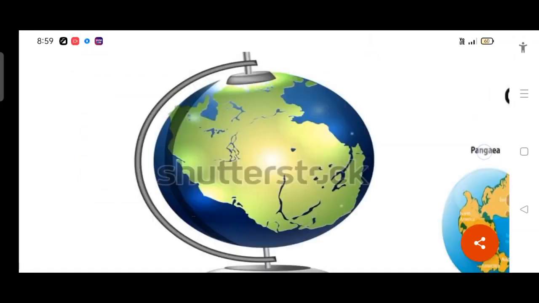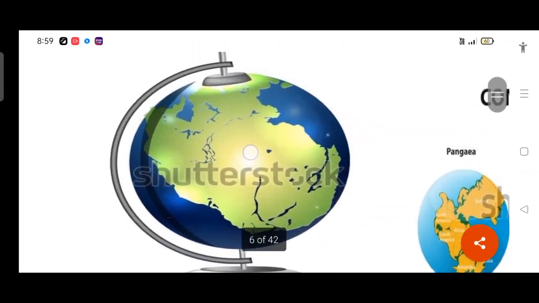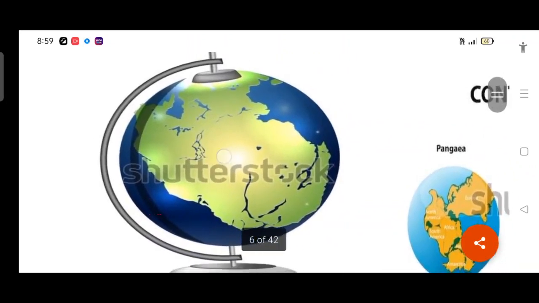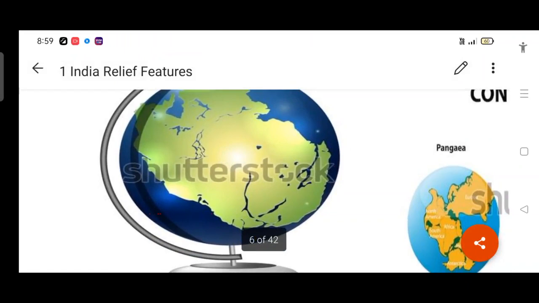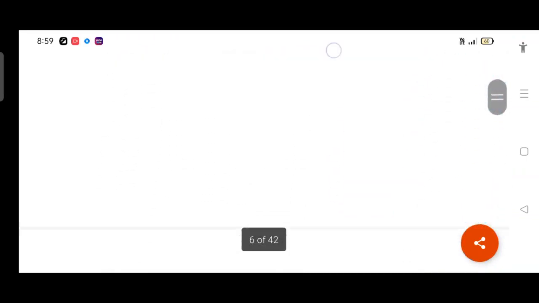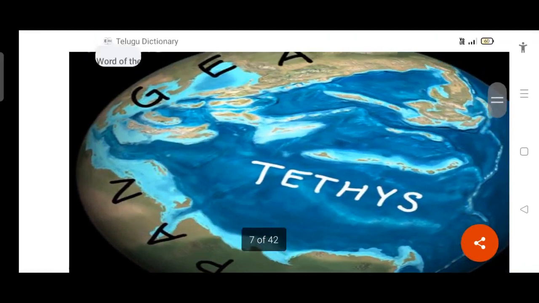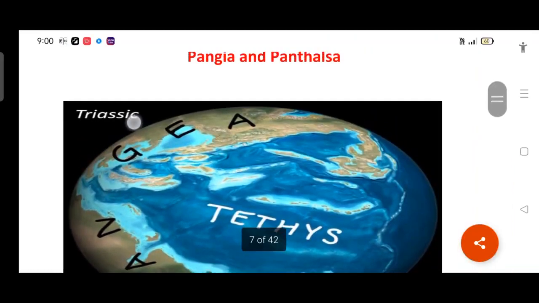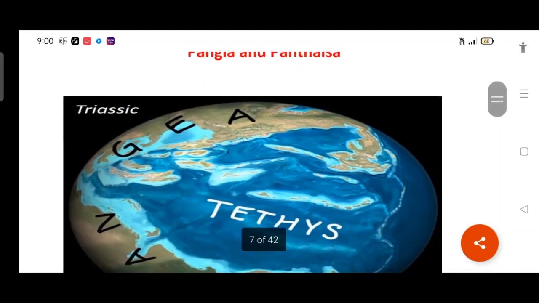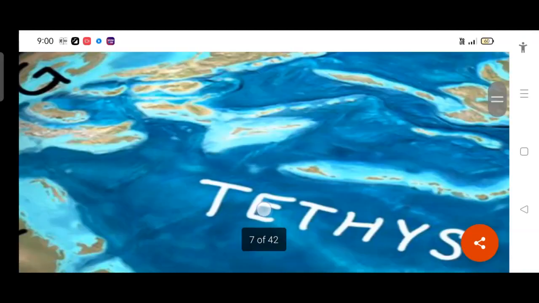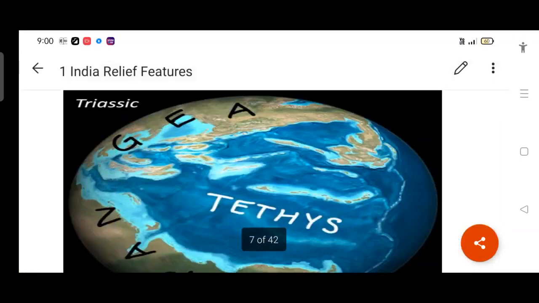Okay, children, presently we have 7 continents. But in the ancient period, there were no seven continents. There were only two main parts. First one is Pangea, and second one is Panthalassa. This is the Pangea landmass, and the second one is the Panthalassa water mass. This total landmass was called Pangea, and this total water mass was called Panthalassa.